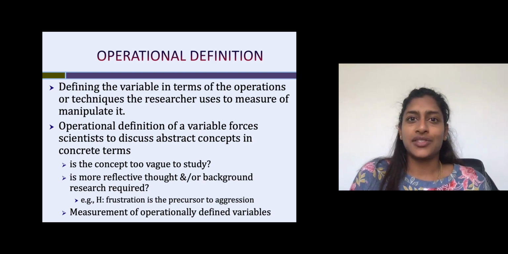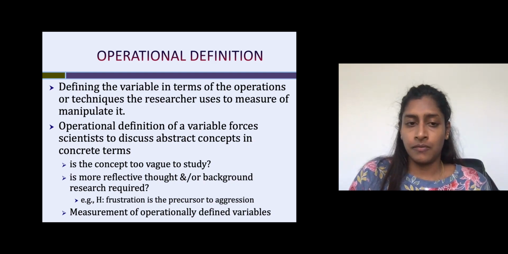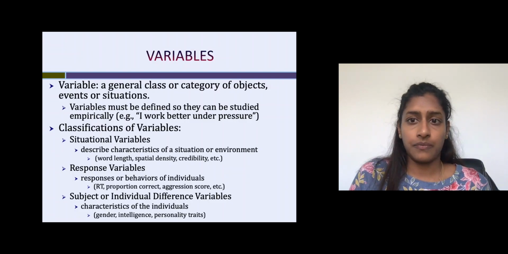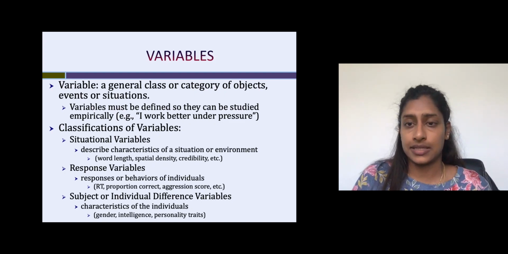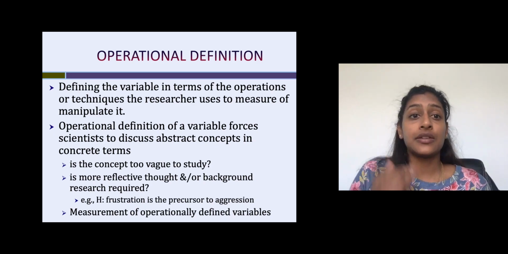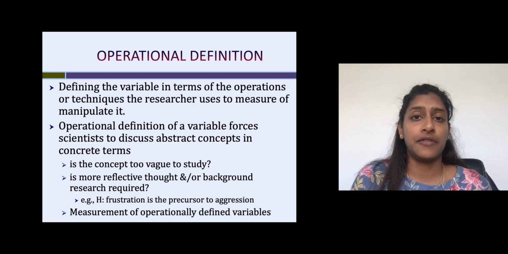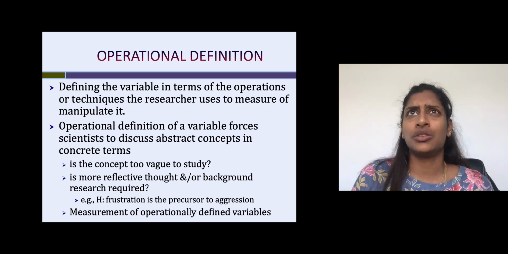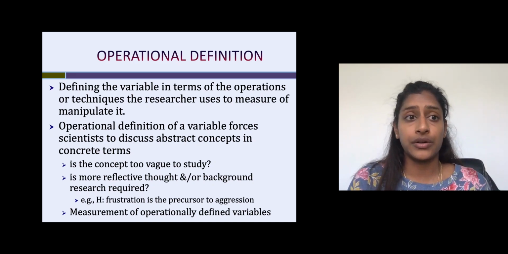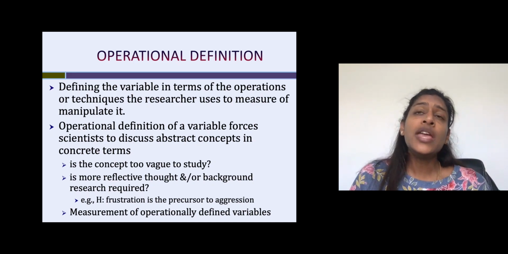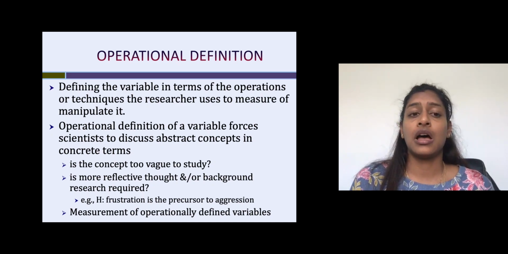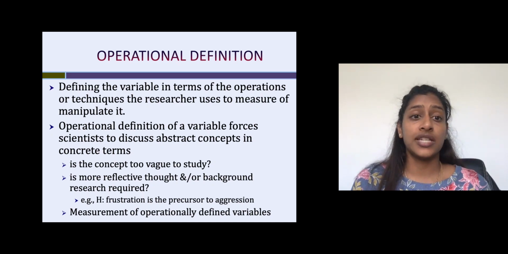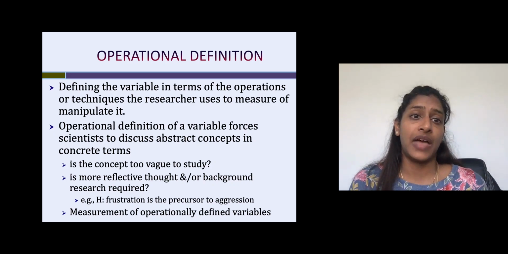So getting back to that variable we talked about, getting back to that classification. How do we empirically study something? So we've talked about this in our last chapter with our operational definition. Okay, and now we're going to get into this in a little bit greater detail. So we have to be able to define a variable in terms of the operations or techniques the researcher is going to use to measure or manipulate that variable.